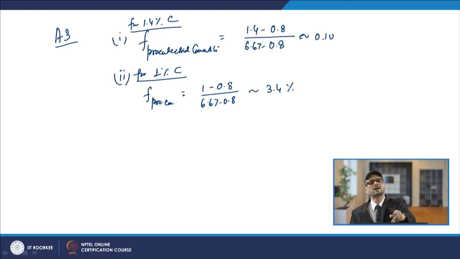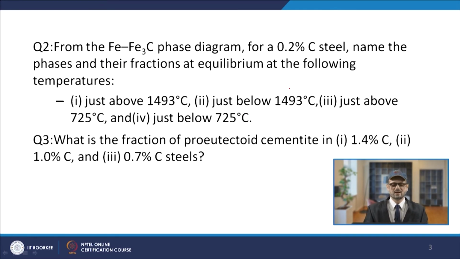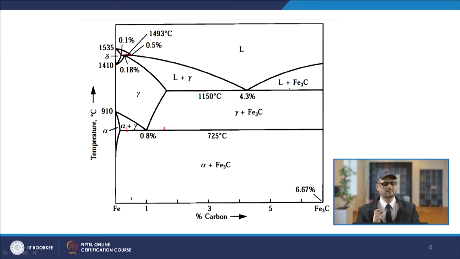Now, the next part of this question is 0.7% carbon steel. If you are coming to 0.7% carbon steel, it is below this line, and in that case you know that cementite is touching simply here on this line.